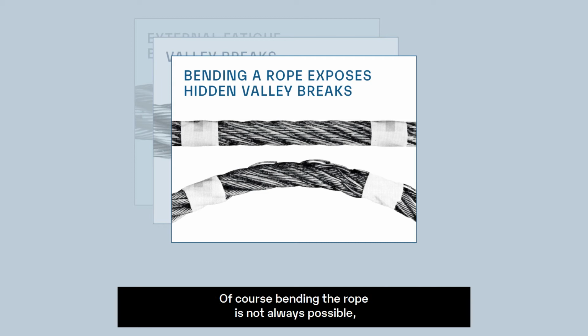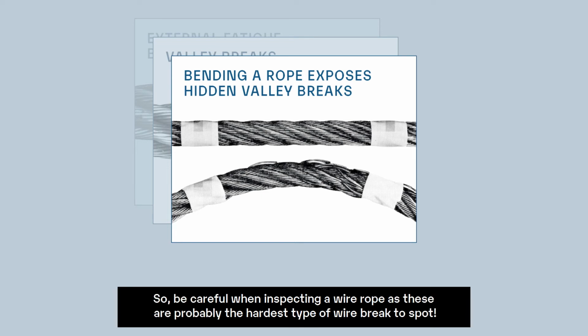Of course, bending the rope is not always possible. In this case, a magnetic rope test might be very useful to detect them. So, be careful when inspecting a wire rope, as these are probably the hardest type of wire break to spot.